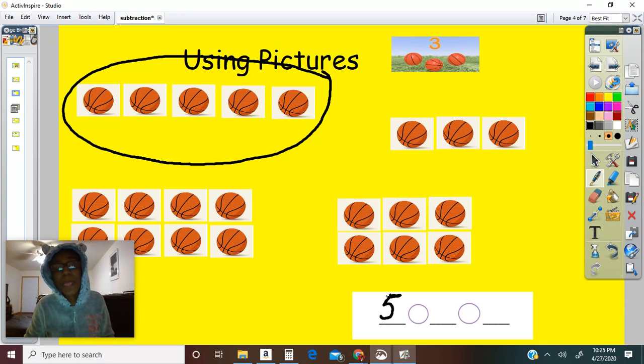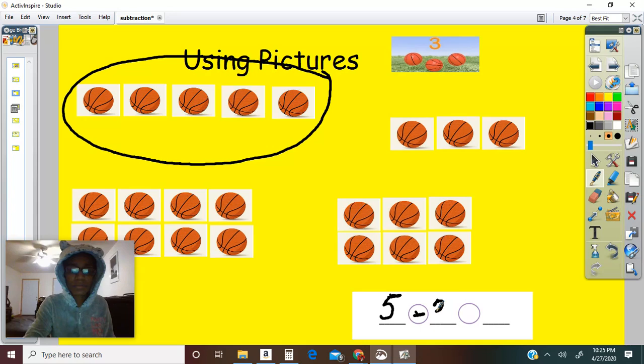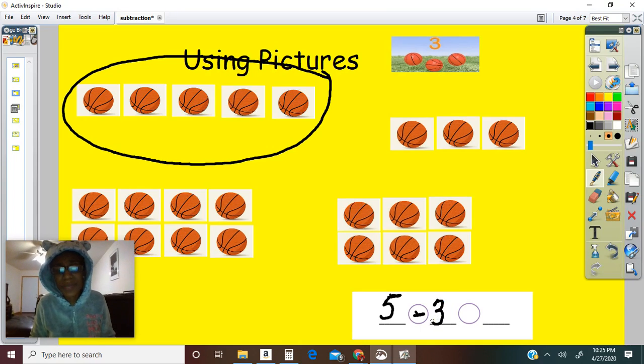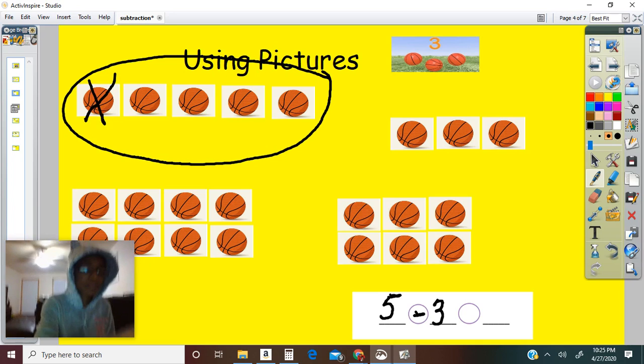Try taking away 3. When we're using a picture, a good way to take something away is to X it out or mark it out, or you can even erase it if you have an eraser. This time, Miss Smith's going to X hers out. So if I have 5 that I'm starting with, I'm going to take away 3 or X out 3. 1, 2, 3.